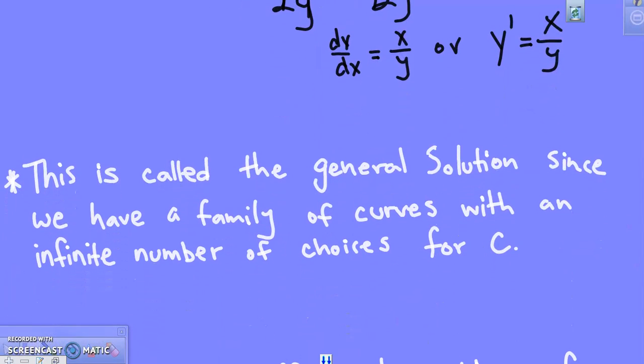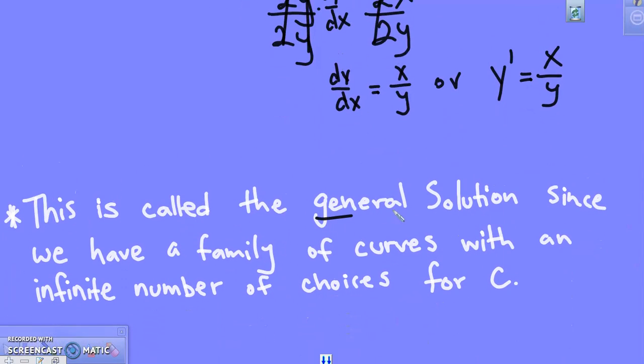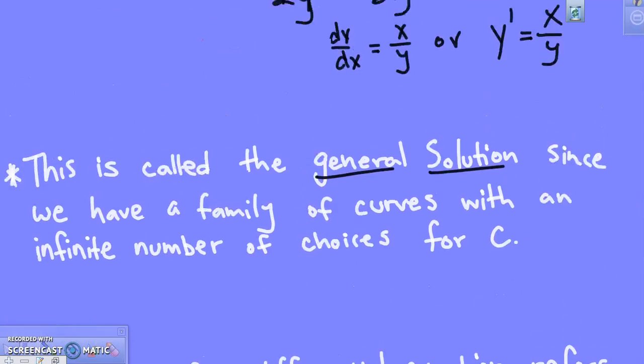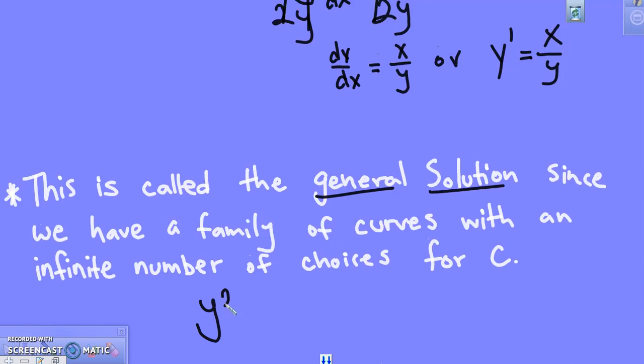So this is called the general solution, since we have a family of curves with an infinite number of choices for c. So the general solution is y squared minus x squared equals c.